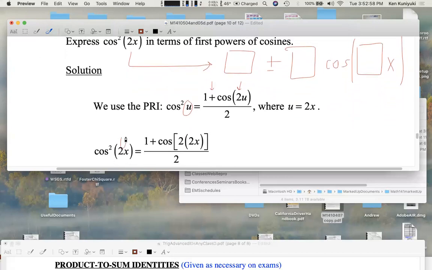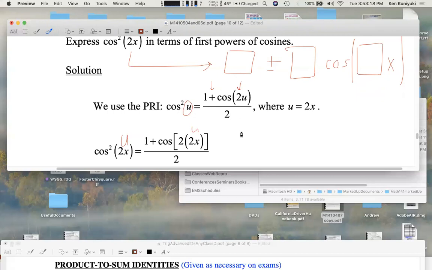All right. So cosine squared of u, if you want to do a sub, cosine squared of u is 1 plus cosine of 2u all over 2. Here I basically sub back. And what is twice 2x? What's the argument up here? In a way, that's one of the prices you pay for using the PRI. Yes, you're getting a fraction, and also you're doubling the argument.